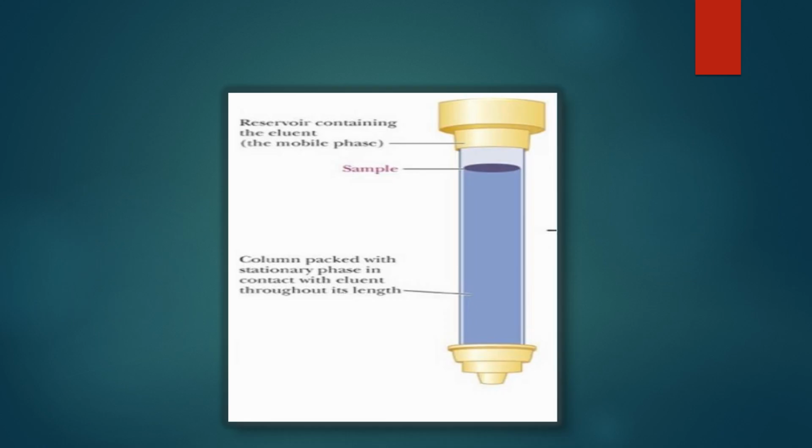In this diagram, you can see the reservoir containing the eluent, that is the mobile phase. Below that is the sample. Then comes the column packed with stationary phase in contact with eluent throughout its length.